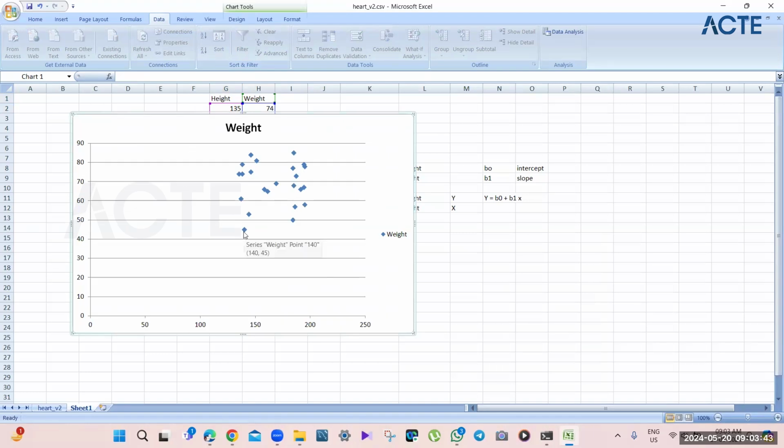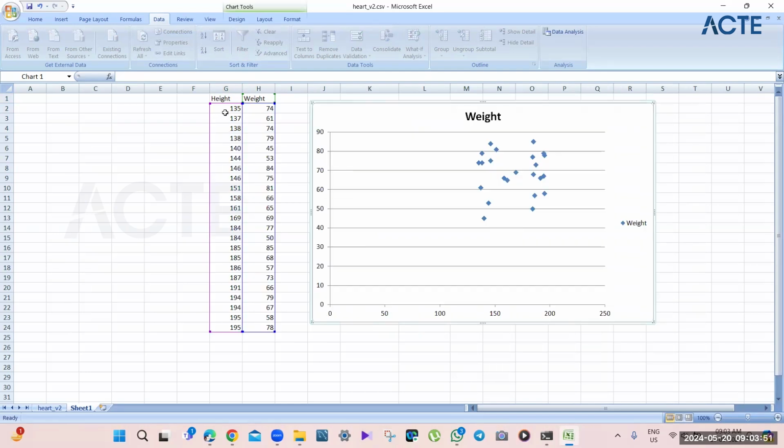Each point is a combination of a height and a weight. Are you following me? So let's say, if this is my x-axis, the height is my x-axis and the weight is my y-axis. The first point is 135 on the x-axis and 74 on the y-axis. Yeah, 135, 74. That is the first point. So if I put all those points together, this is how it is going to take shape.